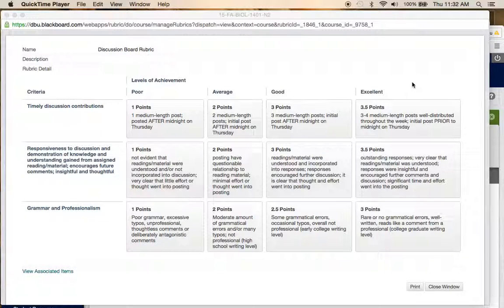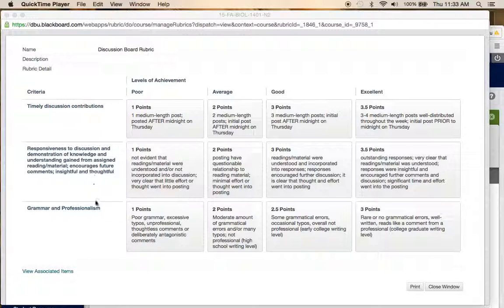This is the discussion board grading rubric for this semester. You'll see that there are 3 different criteria that will be used to grade your discussion boards, and then there are 4 different levels of achievement ranging from poor to excellent. Under the excellent category, you end up having a total of 10 points, and that will be 100%. Based off of where you fall on the rubric, you'll have anywhere from 0 to 10 points, or 0 to 100% on the discussion.